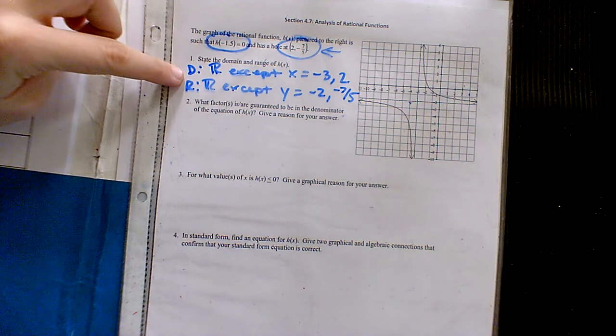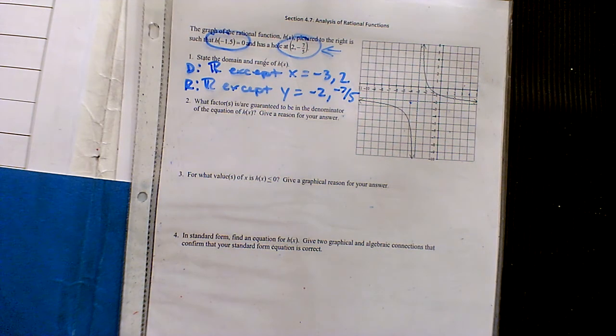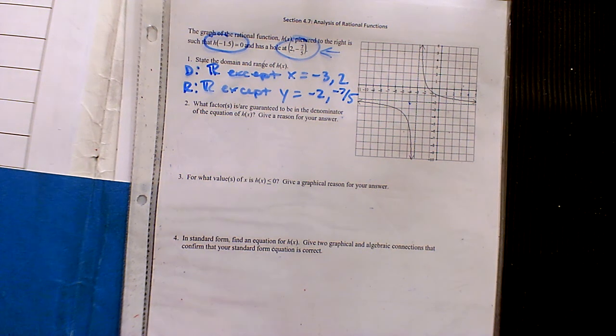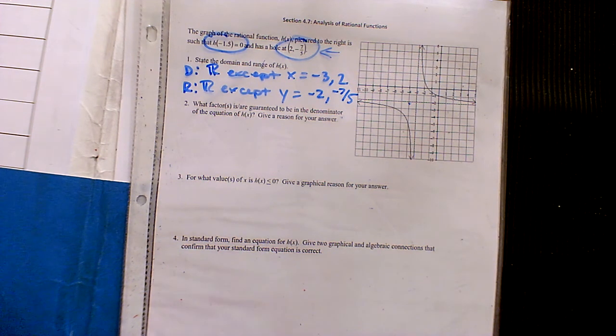Okay, so again, you can do all real numbers except. You can do interval notation. Completely up to you. All right, what factors are guaranteed to be in the denominator, aka the bottom, of the equation? We don't have an equation, but we can start to think about what the equation would look like.